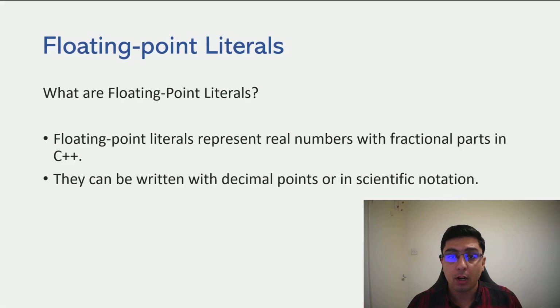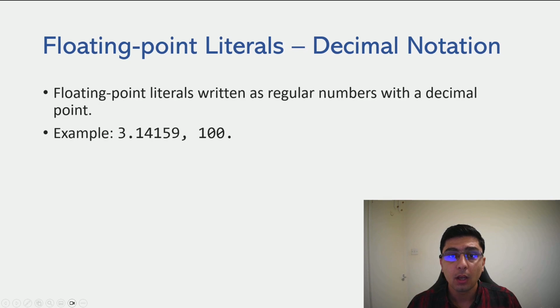Floating point literals are values representing real numbers with fractional parts in C++. They can be written with decimal points or in scientific notation. First up is the decimal notation. Just like you would expect, these literals are written as regular numbers with a decimal point. For example, the value of pi is 3.14159, which is a floating point literal in decimal notation.